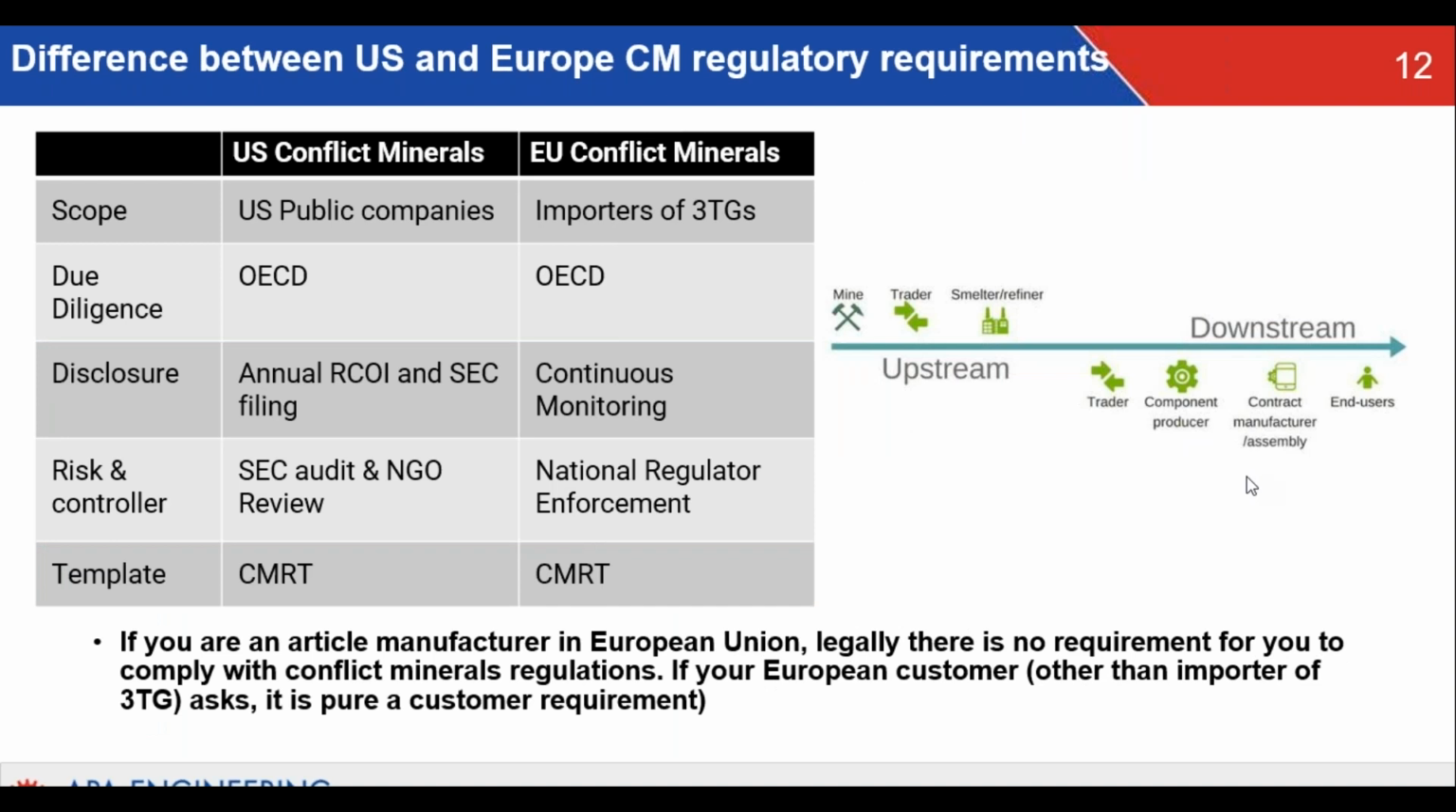And here we have listed down the differences between the US and the Europe conflict mineral regulation requirements. The scope is different: in the US, it's all public companies, whereas in Europe it is almost all the importers of the 3TGs. Though the scope can be different, the due diligence requirements remain the same. Both follow the OECD methodology, and the disclosure in the US is an annual filing, whereas in the EU it's a continuous monitoring effort.